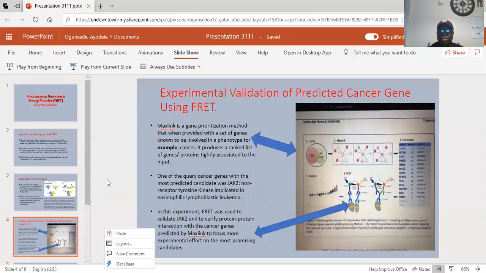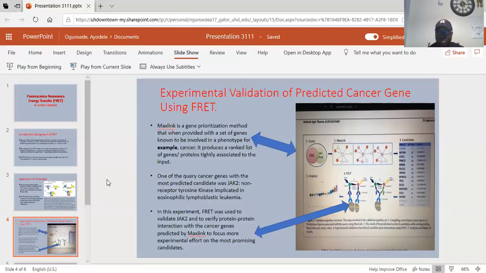This was a research I found online: experimental validation of predicted cancer genes using FRET. The researchers wanted to find a means of validating the result by MATLINK. MATLINK is a gene prioritization method that, when provided with a set of genes known to be involved in a phenotype, for example cancer, produces a ranked list of genes and/or proteins tightly associated with the input.